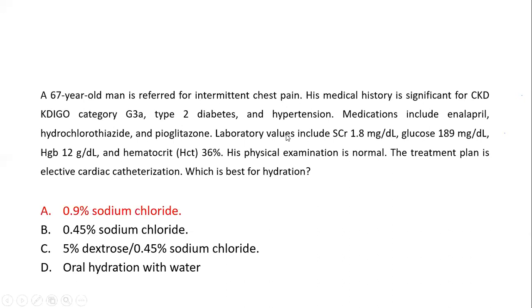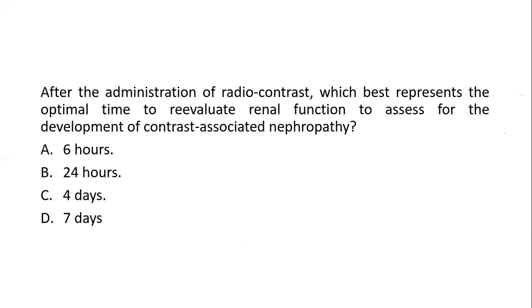Okay, so 0.9% sodium chloride, as you guys have very well said, should be there. After administration of radio contrast, which best represents the optimal time to reevaluate the renal function to assess for the development of contrast-associated nephropathy? How soon or how far should you assess? Is it 6 hours? Is it 24 hours? Is it 4 days or 7 days?